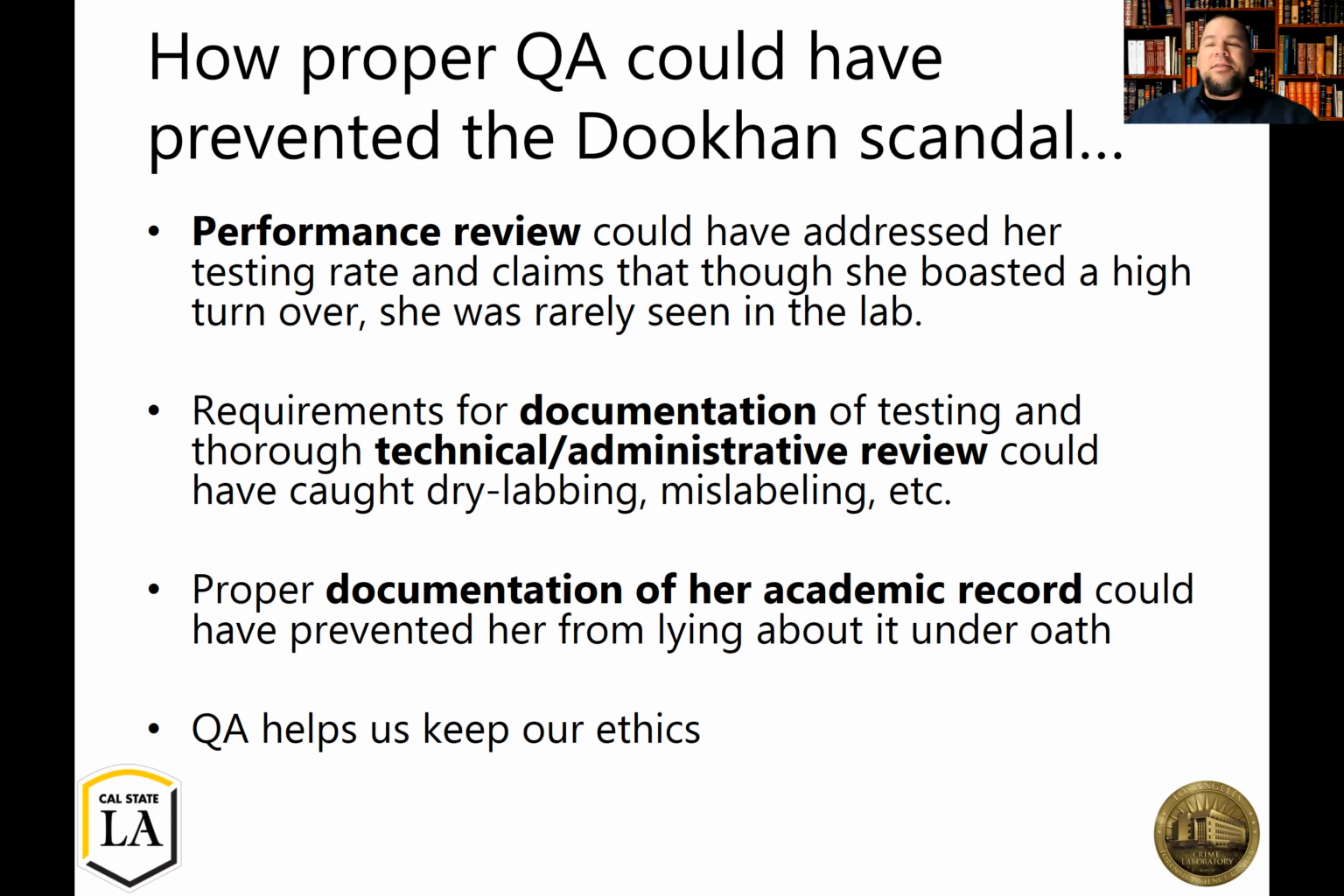They're going to say, hey, Mr. Vargas is analyzing this many samples, and we're going to make sure that person really is doing that many samples. Good policies and procedures in the laboratory would track that. So a good performance review should have addressed those testing rates and the claims, because Annie Dukin was claiming to have this super efficient turnover of samples, but by some accounts she was never actually in the lab that often. So it didn't really make sense, right?